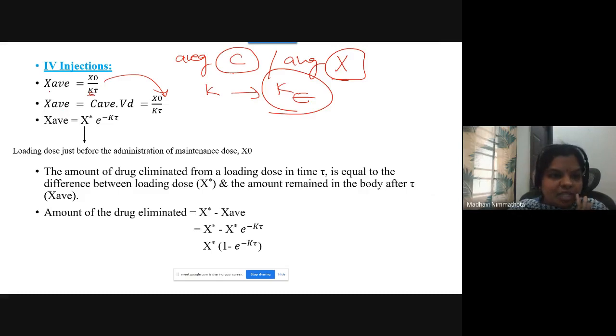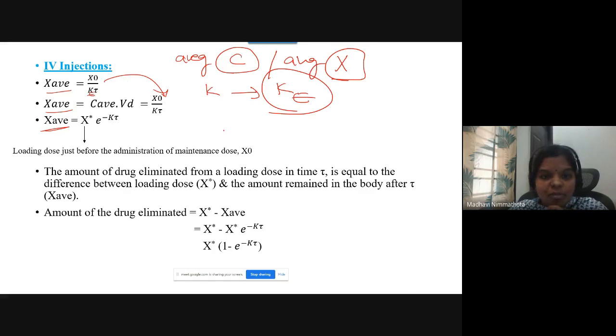See, this is X average and this is also X average. And finally your X average, that means the average amount of the drug which is available in the plasma is nothing but your loading dose, which is administered before your maintenance dose.